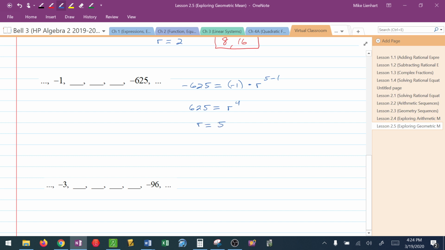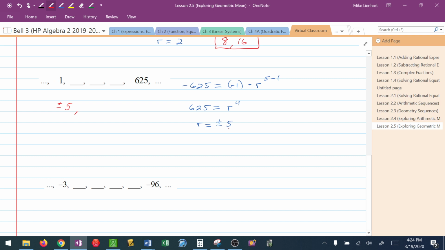But because it was an even indexed root, remember we have to demonstrate positive and negative representation. So it could be 5, but it could be -5. I actually don't know here. Well, here's what I can tell you though. I know that to go from -1, I'm either going to end up with a next term of 5 or -5. So I'm going to write plus or minus 5.